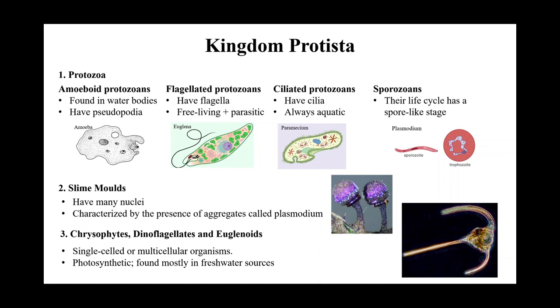And then we have chrysophytes, dinoflagellates, and euglenoids. These can be single-celled or multicellular. The most important thing is they are photosynthetic and found in freshwater sources. They are also very important from an economic perspective because they are used for the extraction of oil from water. So they have these other characteristics which make them very unique.